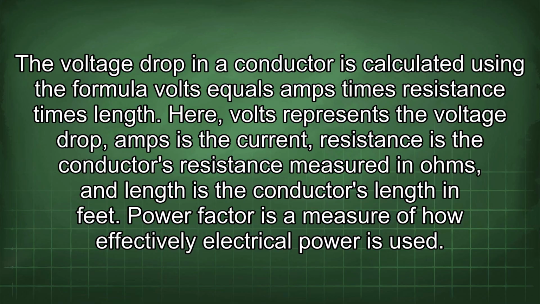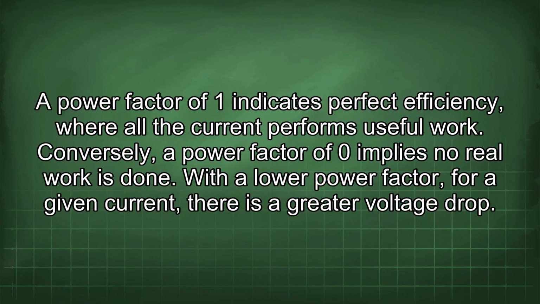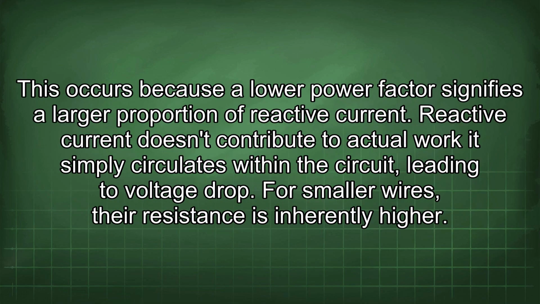Power factor is a measure of how effectively electrical power is used. A power factor of 1 indicates perfect efficiency, where all the current performs useful work. Conversely, a power factor of 0 implies no real work is done. With a lower power factor, for a given current, there is a greater voltage drop. This occurs because a lower power factor signifies a larger proportion of reactive current. Reactive current doesn't contribute to actual work, it simply circulates within the circuit, leading to voltage drop.